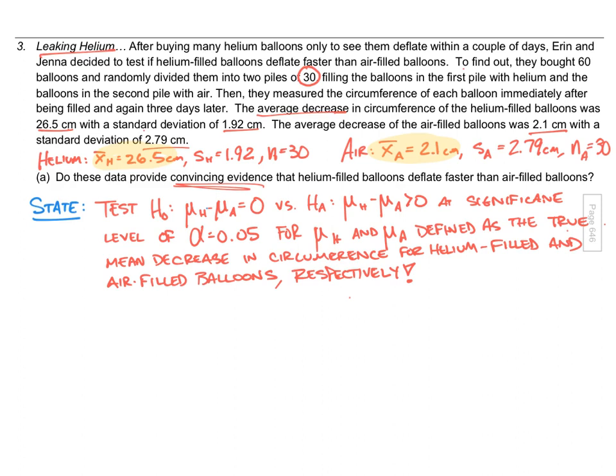Folks, that was a long one. Notice that I have thoroughly defined my parameters mu h and mu sub a. Some of you like to shortcut the step here. Please don't do that. I don't want you to lose points on the AP exam because you didn't thoroughly define your parameters. All right, next up in our 4-step process is the plan step.